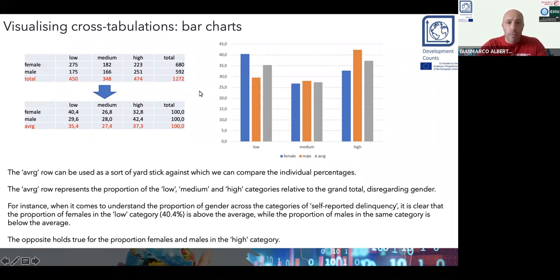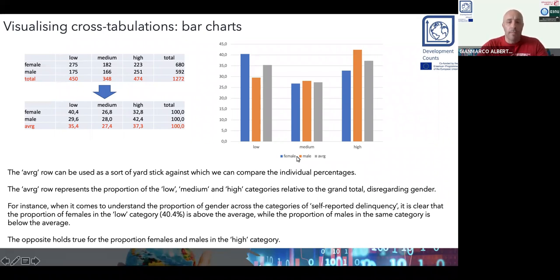If we have a look at the high category of self-reported delinquency, it's easy to see that the trend is the opposite. We can see that there is a larger proportion of males in this category. The proportion of males is larger than the proportion of females. And comparing those two bars to the bar representing the average proportion, we can see that the proportion of males is larger than the average proportion, and the proportion of females is not only smaller than the proportion of males, but it's also smaller than the average.